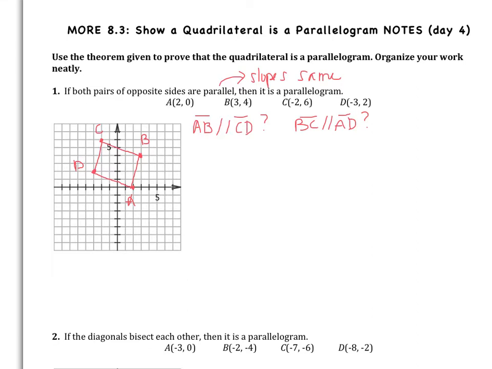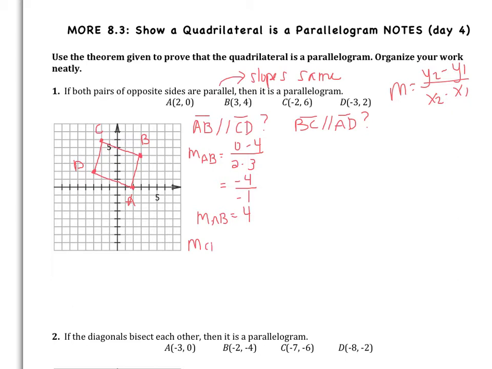So starting with the slope of AB, I'm going to do y subtract y, so 0 subtract 4, over x subtract x, 2 subtract 3. This ends up being negative 4 over negative 1. So the slope of AB is just 4. And again, the slope formula is y2 minus y1 over x2 minus x1.